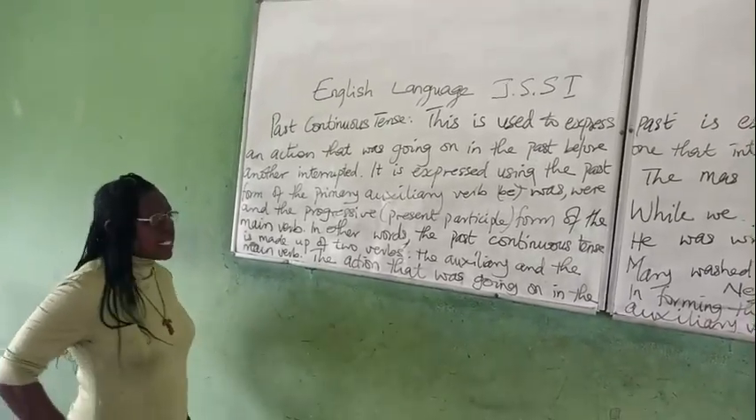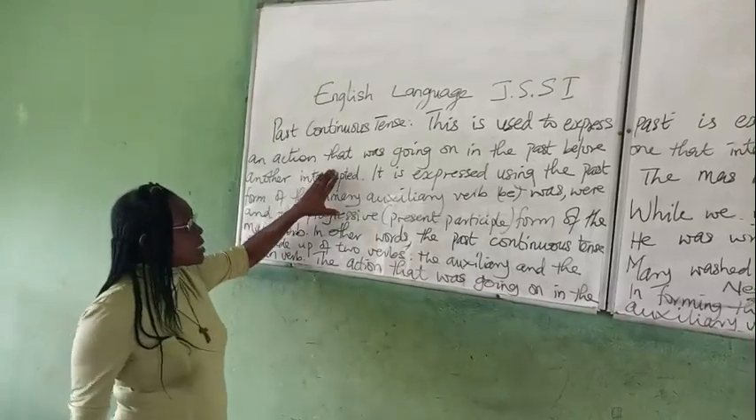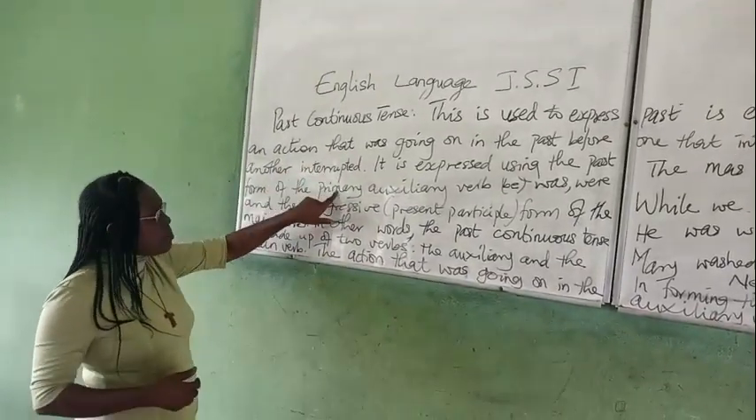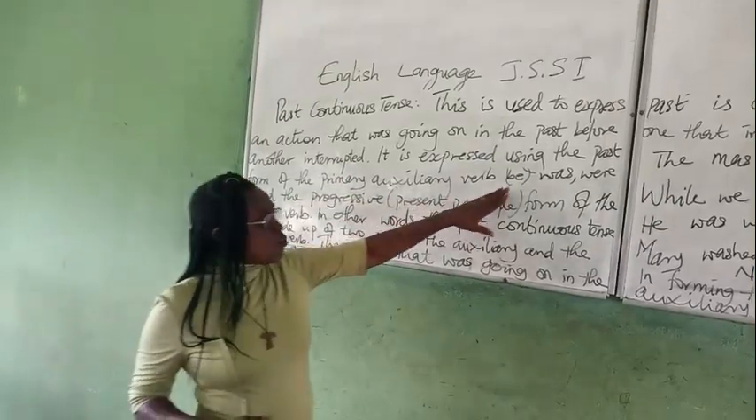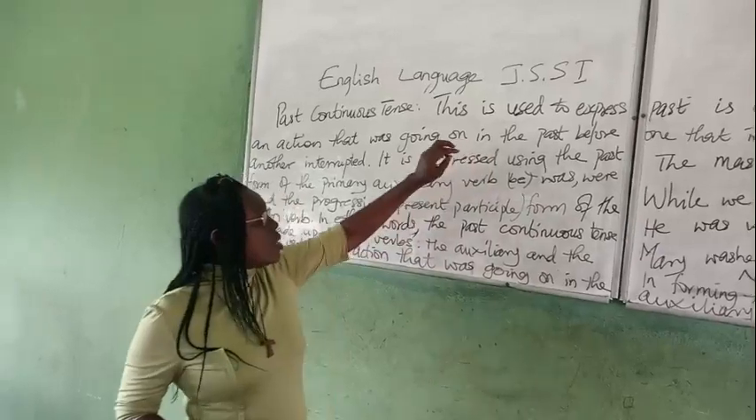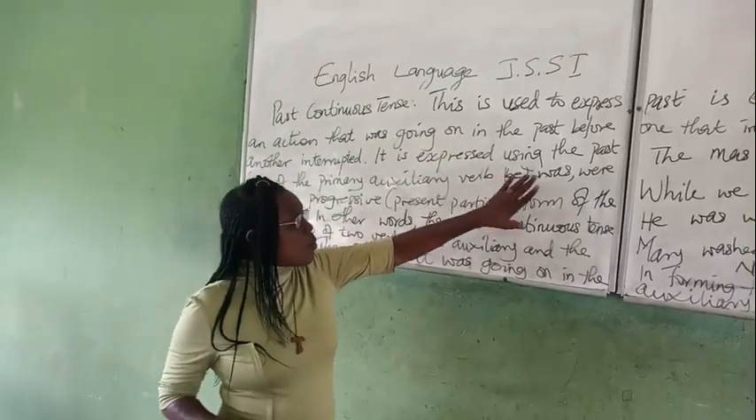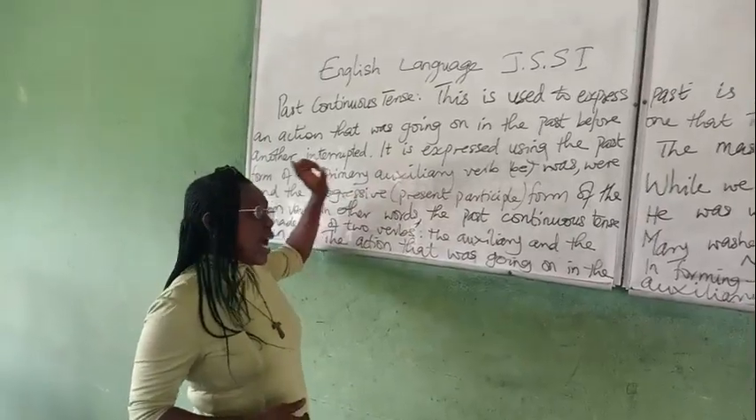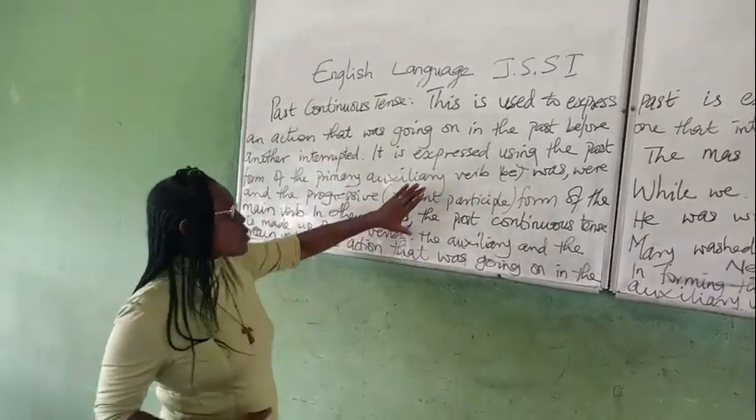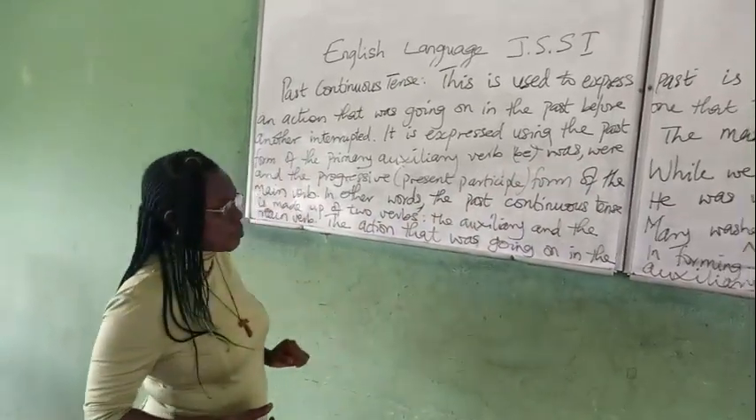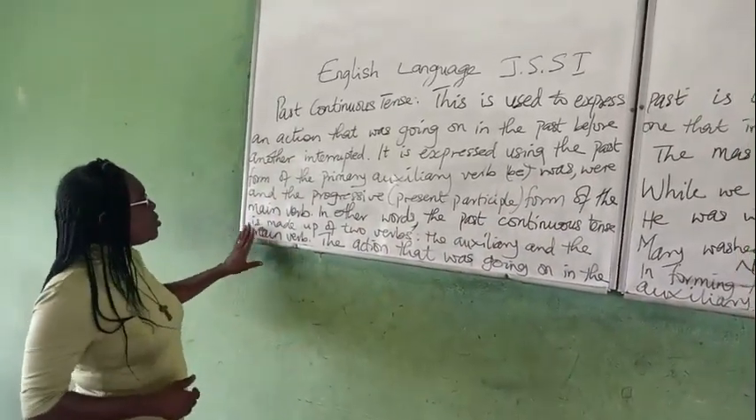Now you find out that for past continuous tense, just like the present tense, we have the primary auxiliary verb be. For the past form, it is was and were. And then the present form is am, is, are. Now that we are in the past, we are going to make use of was and were. Now, look at this.